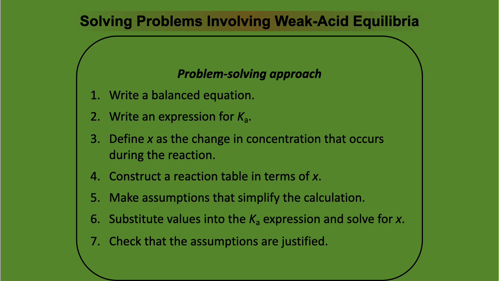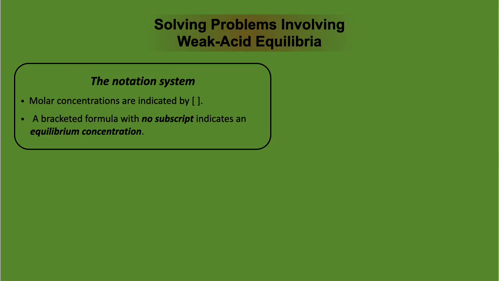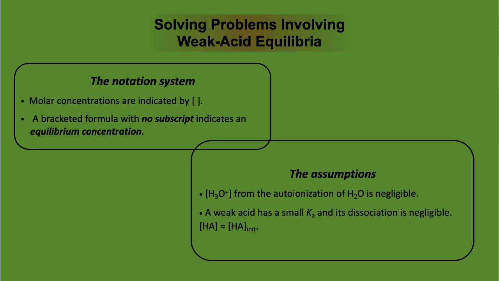Again, when we solve problems for weak acids, we'll write our balanced equations, write the acid equilibrium equation, look at the concentrations and how they change, and solve algebraically. We make any assumptions that we can to simplify the algebraic calculations, typically substitute values into the equilibrium expression to solve for our variable, whatever that may be, and then finally check that the assumptions are justified. Recall that molar concentrations can be represented by the square brackets if we assume an ideal solution.